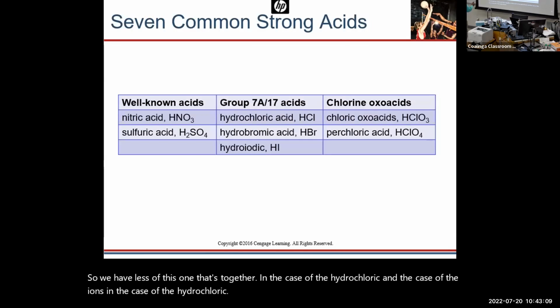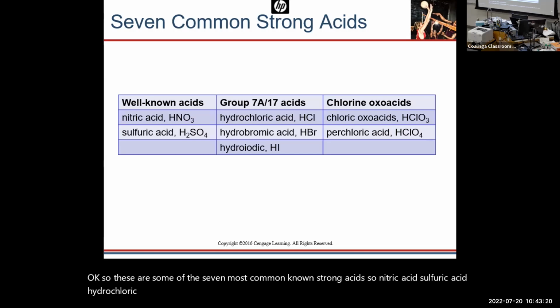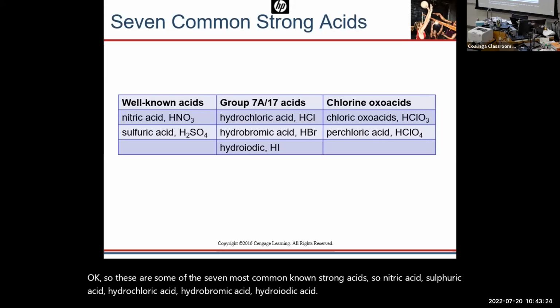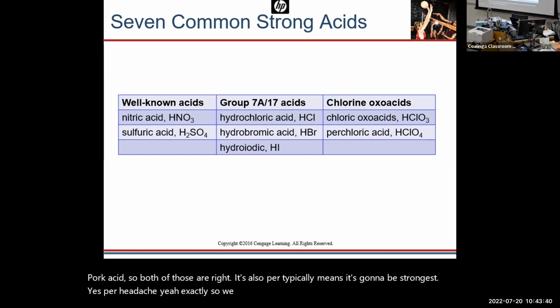Okay, so these are some of the 7 most commonly known strong acids: nitric acid, sulfuric acid, hydrochloric acid, hydrobromic acid, hydroiodic acid, chloric acid, perchloric acid. The "per" and "ic" ones typically mean it's going to be a strong acid. Per and ic, except for hydrochloric. Exactly. So if we have perhydrochloric, that goes.